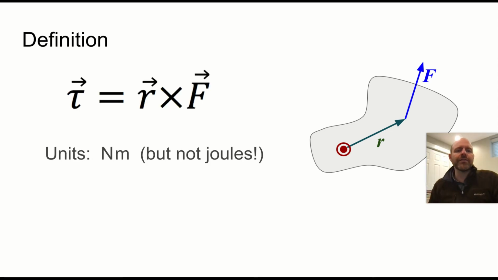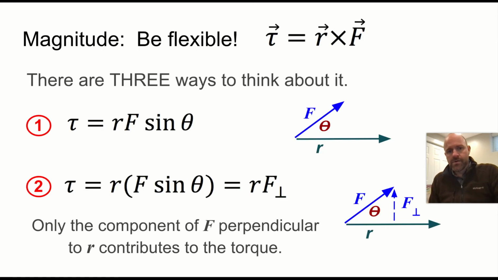So by definition, torque is the cross product of an R vector and a force. It has units of newtons and meters. Newton meters is usually how it's described. This is not a joule. The big difference is that a joule came from a dot product for work. This comes from a cross product, which gives us torque, which is a vector, not a scalar.